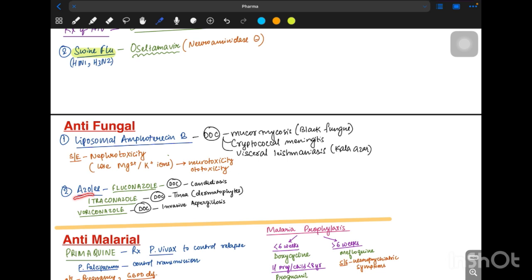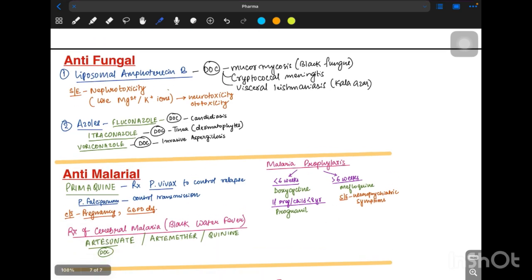Another group of drugs is azoles. Drugs which end with azole, like fluconazole, itraconazole, or voriconazole. So azole drugs are also antifungal drugs. Fluconazole is a drug of choice for candidiasis. Itraconazole is a drug of choice for tinea or dermatophytes. You can study from derma video. And voriconazole is a drug of choice for invasive aspergillosis. So these are the drugs of choice. It is very important to remember.